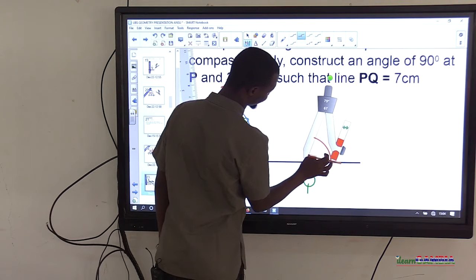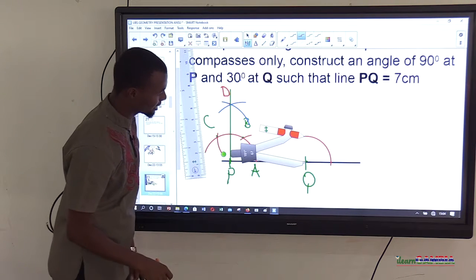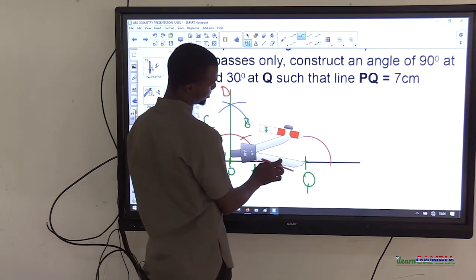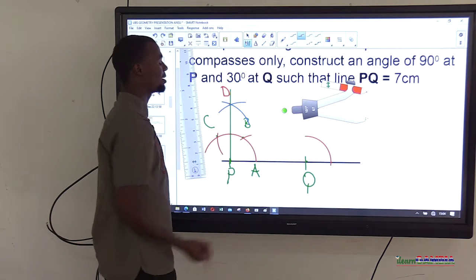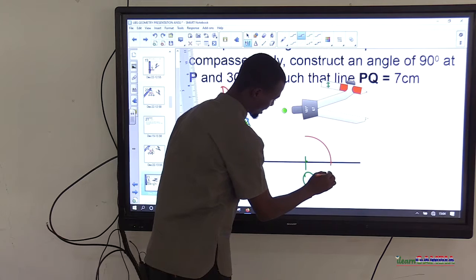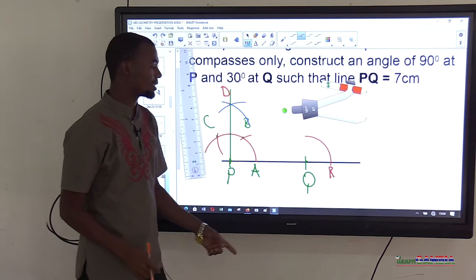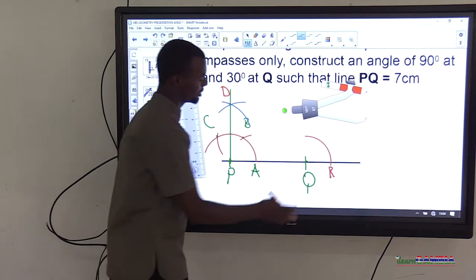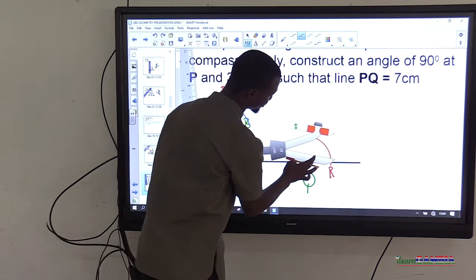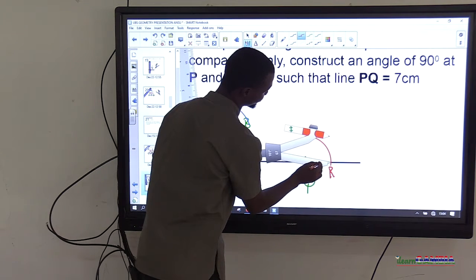We draw an arc, 60 degrees. That is our target. So we move, and our arc should be cutting the line PQ, let's say at R. So we use R as the center, draw another arc to cut the previous one.